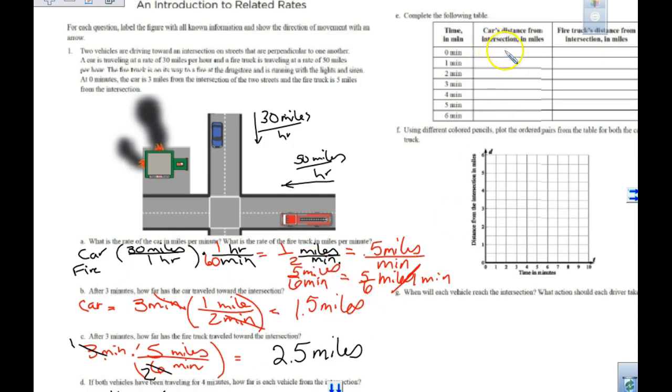Okay? So what we knew is that our car started at 3, right? And our fire truck was 5 miles away. After a half a mile, 2.5. 2 miles, right? So at 4 minutes, could we look here also?